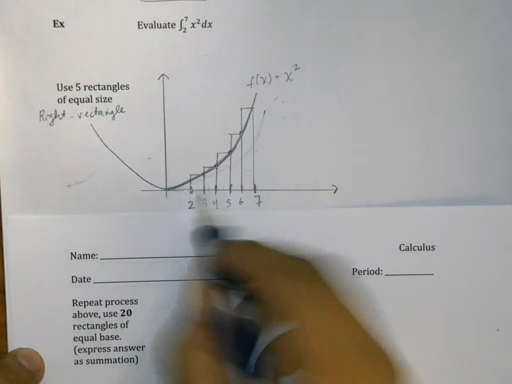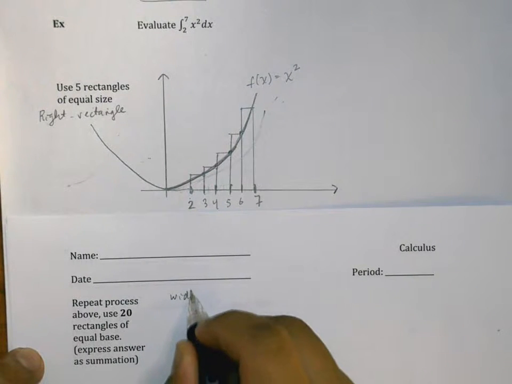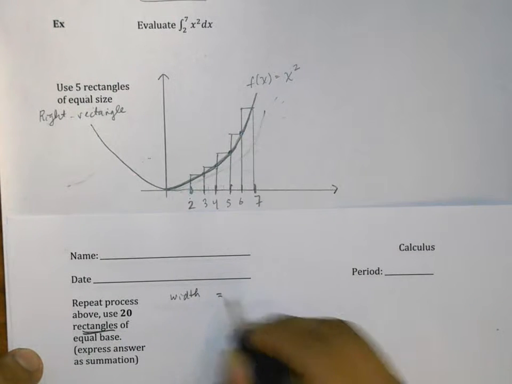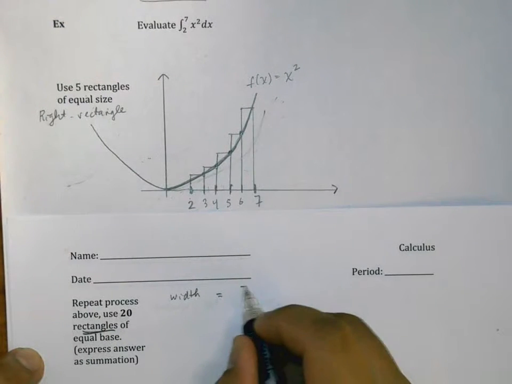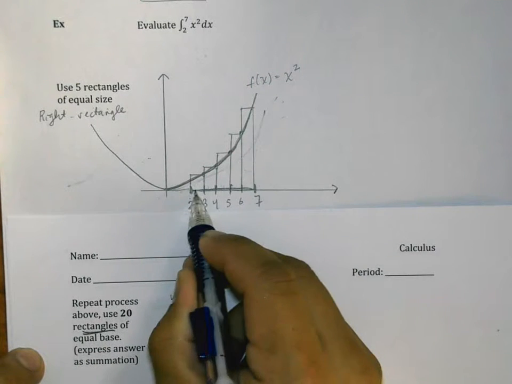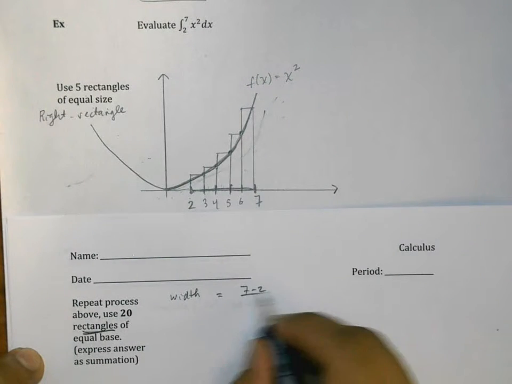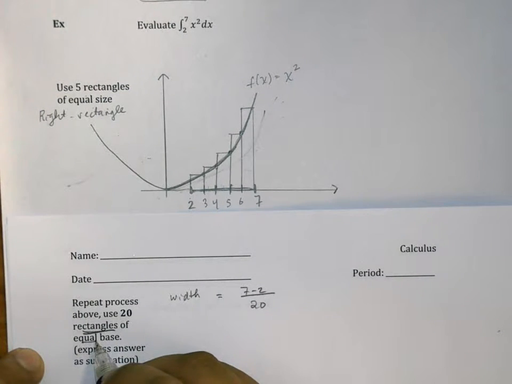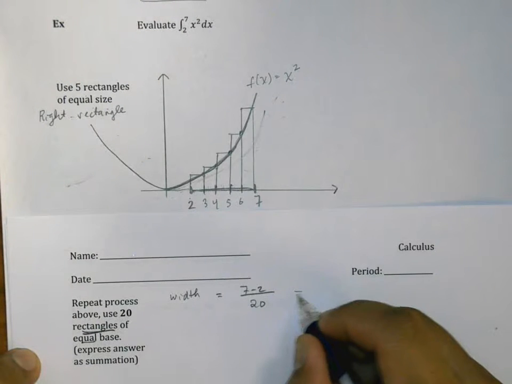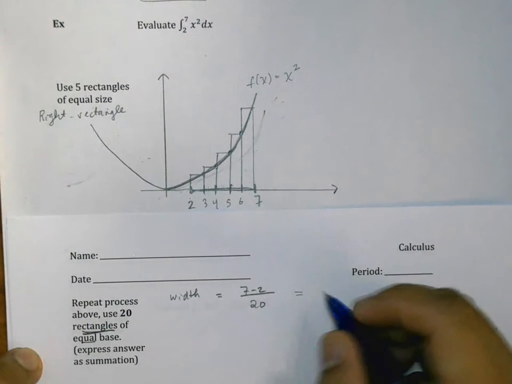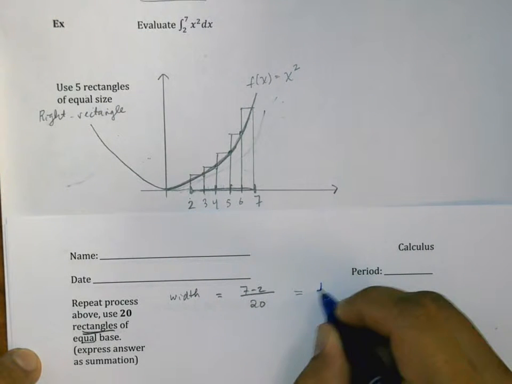The base of each rectangle, the width of each rectangle, is going to equal 7 minus 2, because that's how long this line segment is right here that forms all of the bases, divided by 20, because we need to cut them up into 20 rectangles of equal base. So this is going to be 7 minus 2 is 5 over 20, or 1/4.